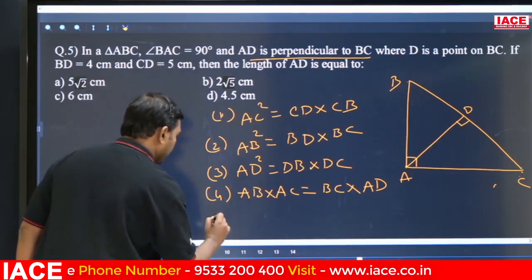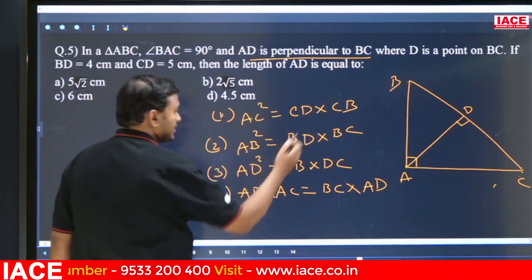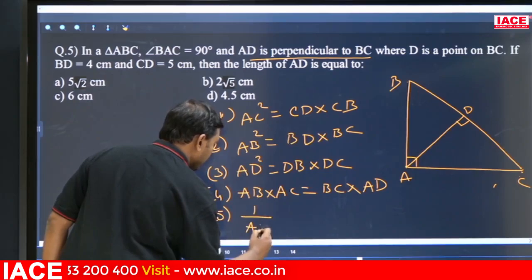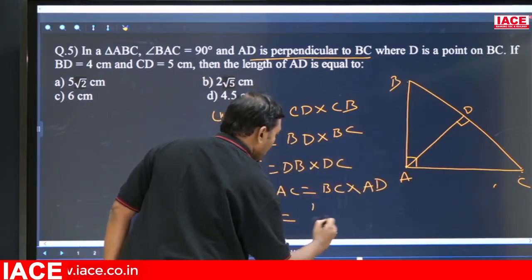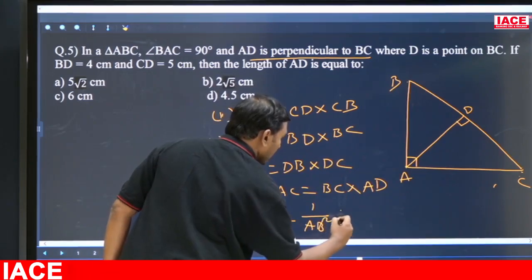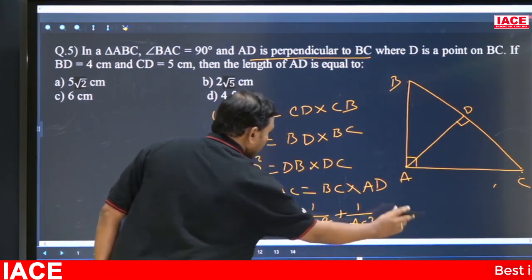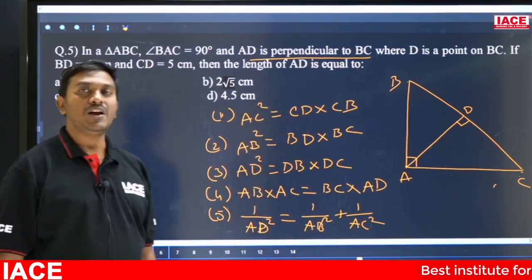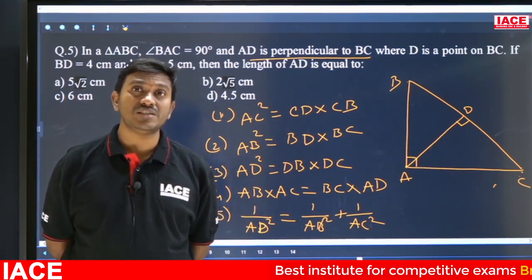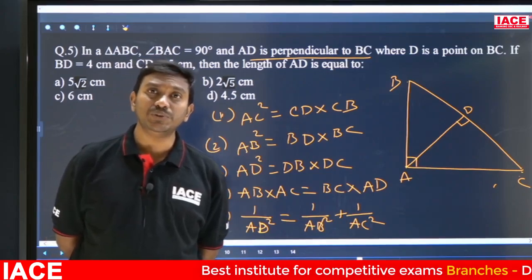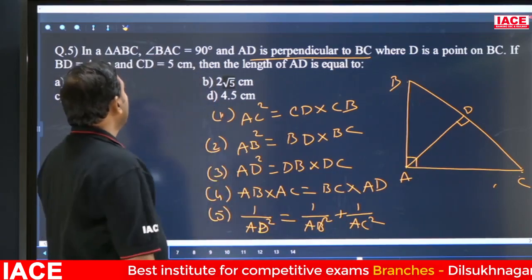Right? And the fifth point. This is the special point: 1 by AD square equals 1 by AB square plus 1 by AC square. These are the 5 points you have to remember. What is the clue? When we have to remember these 5 points, the clue is perpendicular to hypotenuse, right?